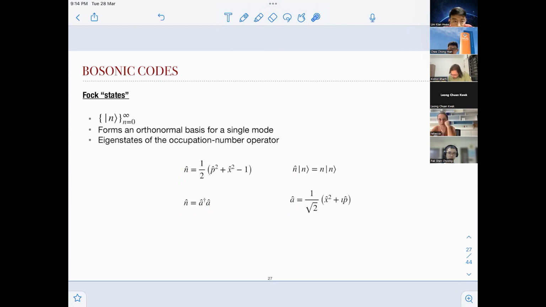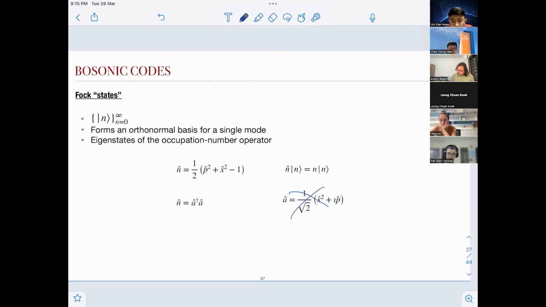I think maybe there is no square root here. I think I messed up here. You can check this one.